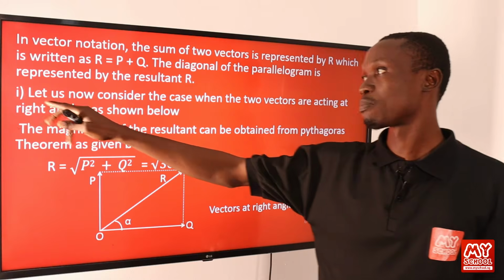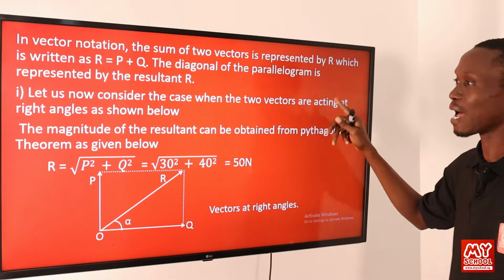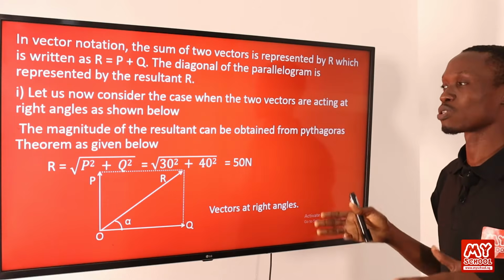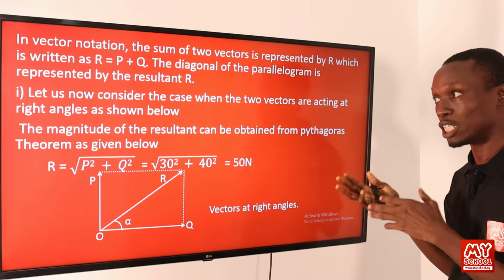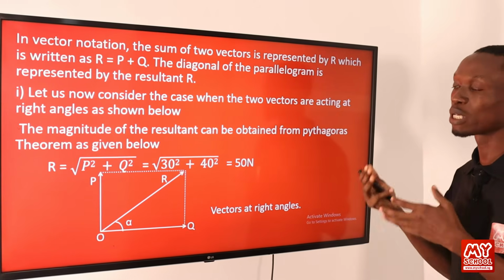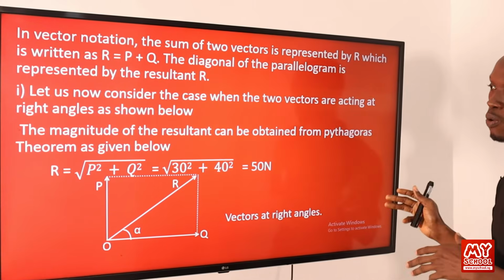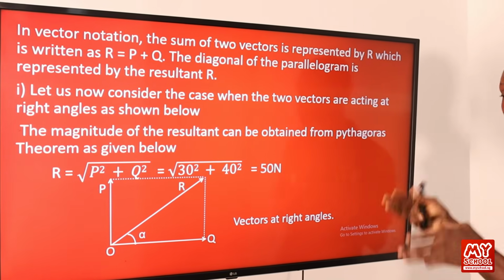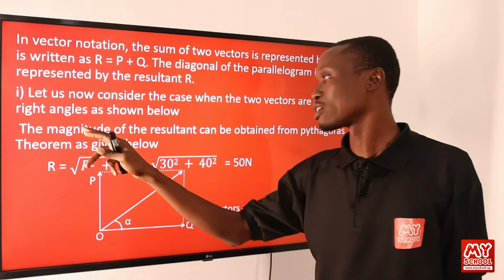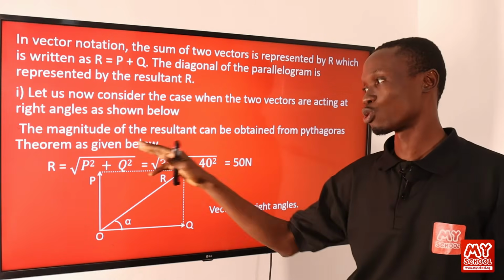Okay, so let's take, for example, example 1. Let us now consider the case when the two vectors are acting at right angles to each other. So if the two vectors are acting at right angles to each other, how do you get the resultant, and how do you get the direction of the resultant of the two vectors? Okay, so in that case, like I said earlier, you simply apply Pythagoras theorem, right? So the magnitude of the resultant can be obtained from Pythagoras theorem as shown below.